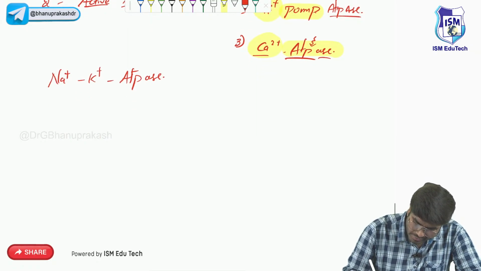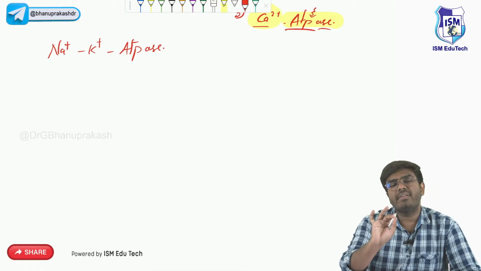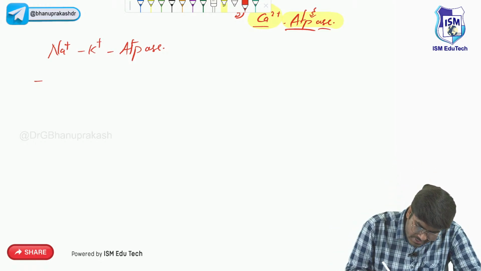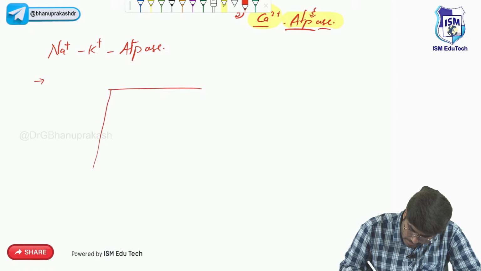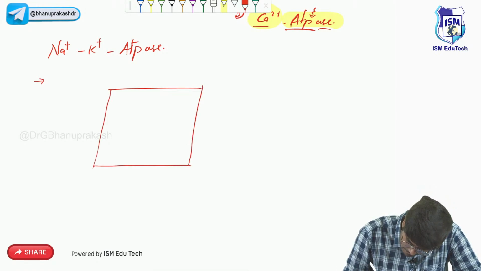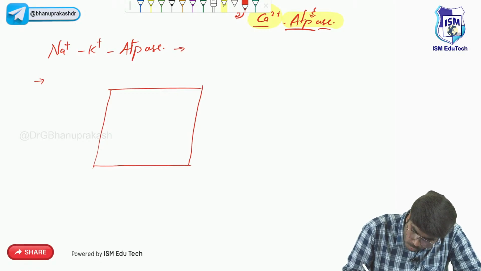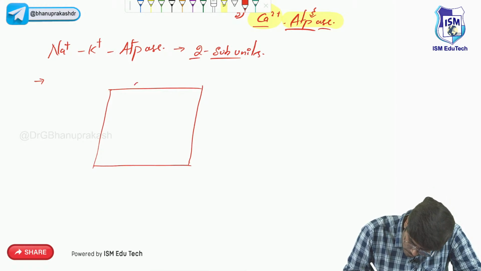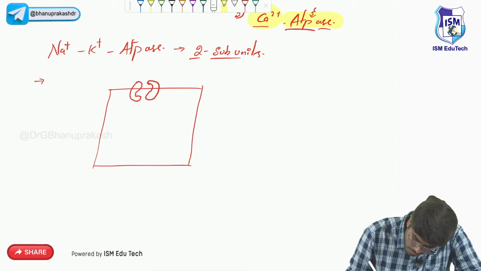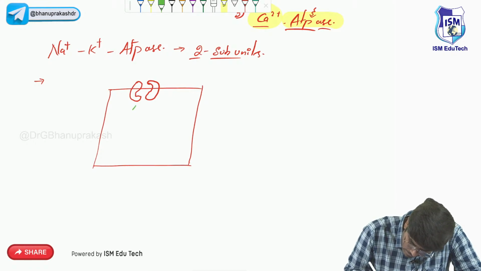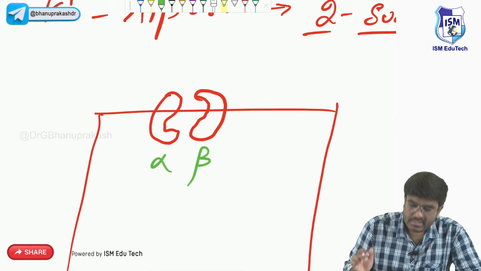ATPase. Now, where is it present? It's present on each and every cell of your body. The direct questions that will come in your exam: for example, I am showing you one cell. Here is sodium potassium ATPase. It actually has two components, two subunits. This is the first subunit and this is the second subunit. The first subunit is called the alpha subunit and the second the beta subunit, alpha and beta subunits.